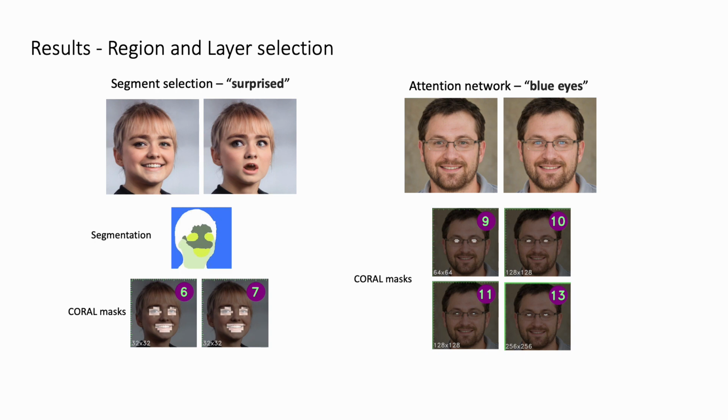Here are the results of the Coral method on proposed region selection strategies. In the case of segment selection approach, we used a pre-trained segmentation network trained on 5 semantic segments. For the text prompt surprised, our method accurately selects the segment that corresponds to the eyes and mouth region and automatically selects 6th and 7th StyleGAN layers. Similarly, for attention network, our method selects the relevant region and relevant set of layers corresponding to the text prompt, blue eyes. These results are in line with the observation that earlier StyleGAN layers control structural aspects of the image and later StyleGAN layers control appearance aspects like color.